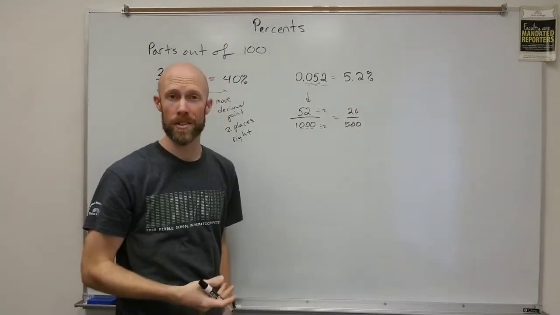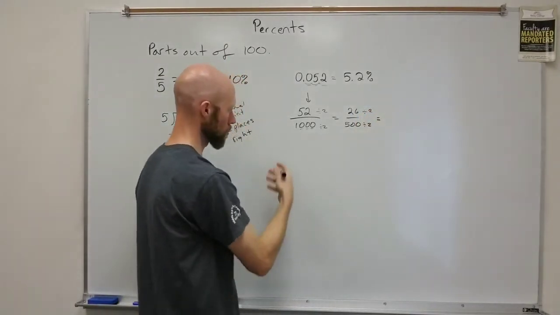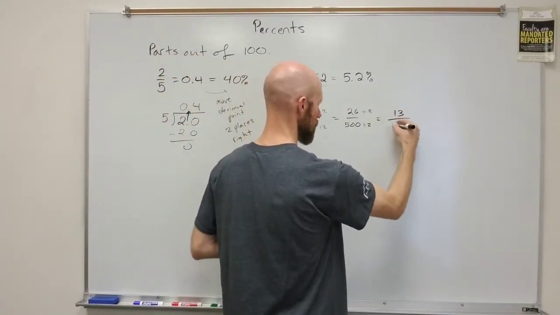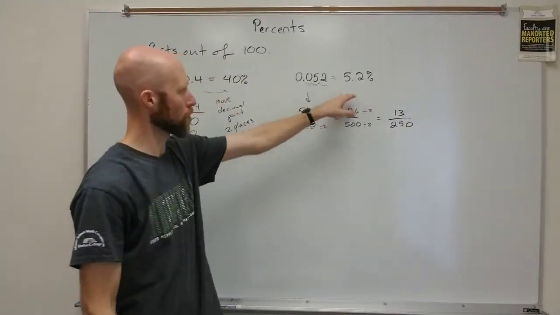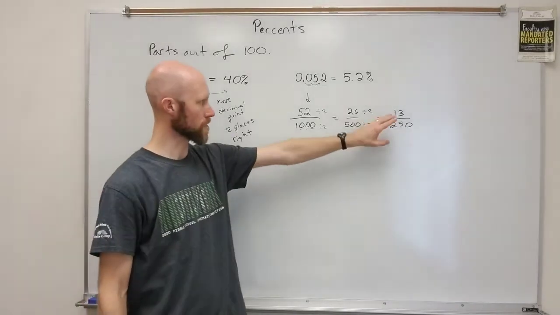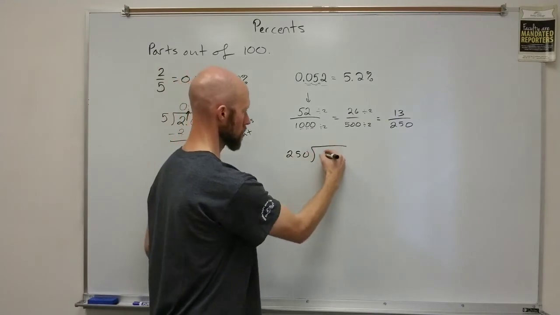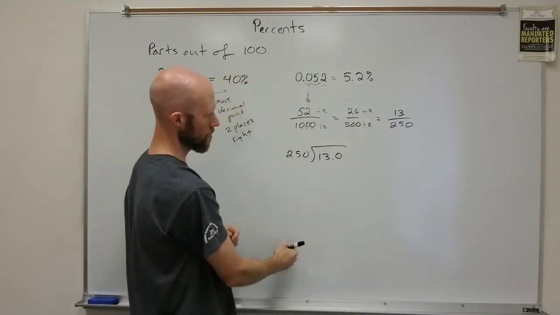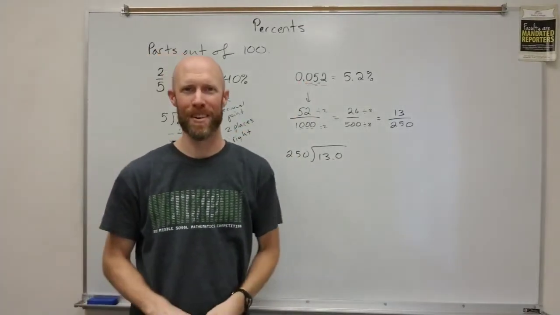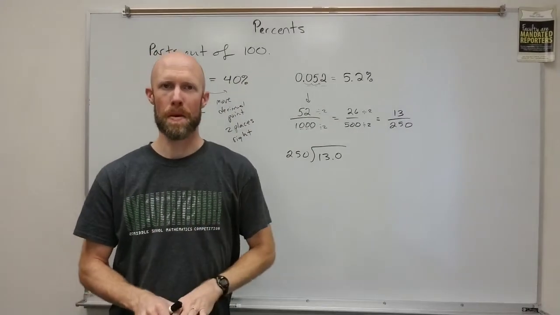I can continue to divide or reduce this down. Divide by 2, divide by 2. I could have picked a larger number than 2 to start off with. I would have gotten there faster, but this is 13 out of 250. Right, so 5.2% is the same as 13 out of 250. And of course, if I started with the 13 out of 250, I could do that division, 250 into 13, tack on a 0, and what you'll find out is it's 0.052. Okay, so just to show you kind of how you can bounce back and forth between these.